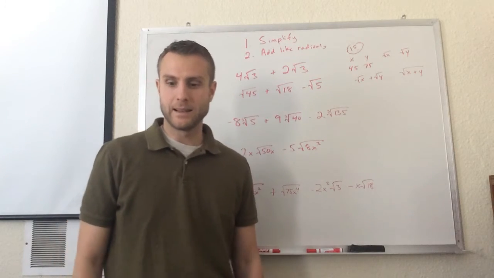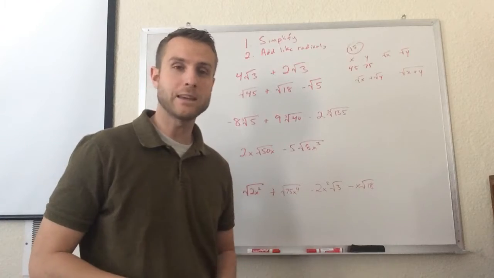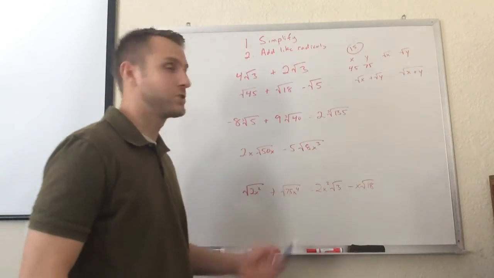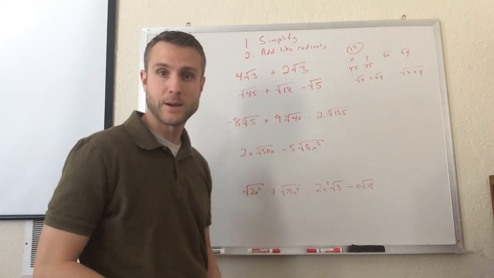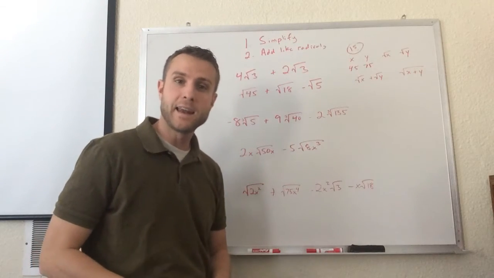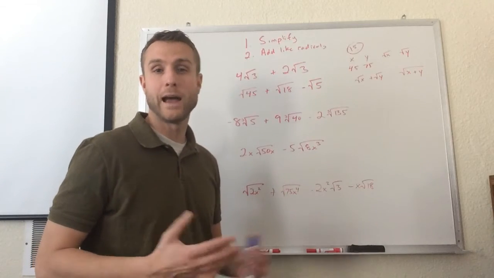We're going to be talking about lesson 11.5, adding and subtracting radicals. This is actually a fairly easy lesson. There are two simple steps. Number one is you always simplify first, like we talked about in the last section. And then after you have made sure everything is completely simplified, then you add like terms.